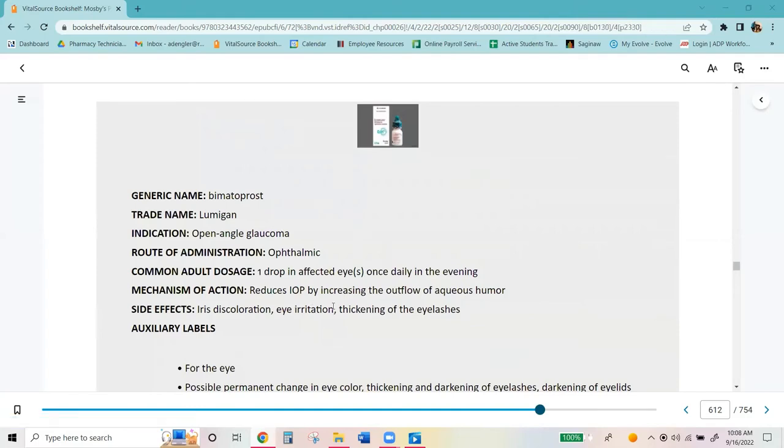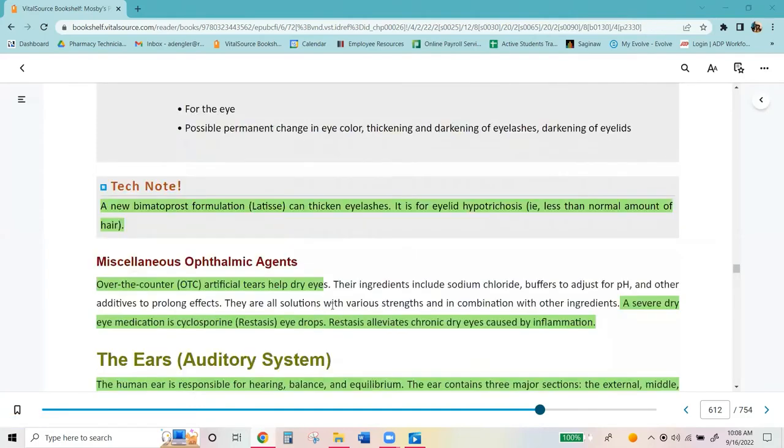We have Lumigan for open angle glaucoma. There is a new bimatoprost formulation, which is called Latisse. You might have seen commercials for it before. It can thicken eyelashes, and it is for eyelid hypotrichosis, which is less than a normal amount of hair.